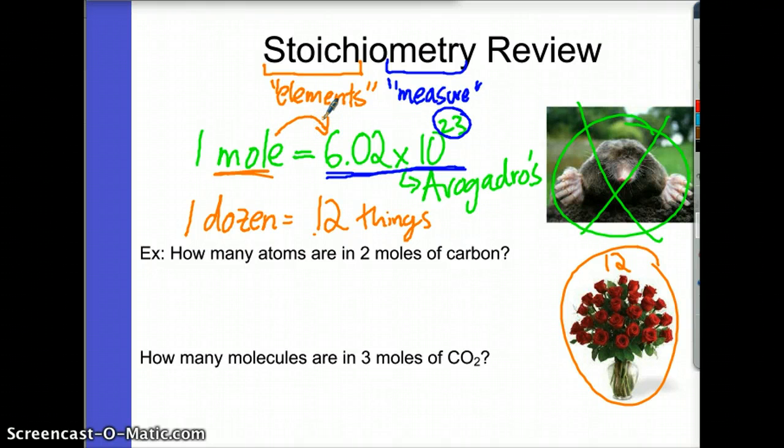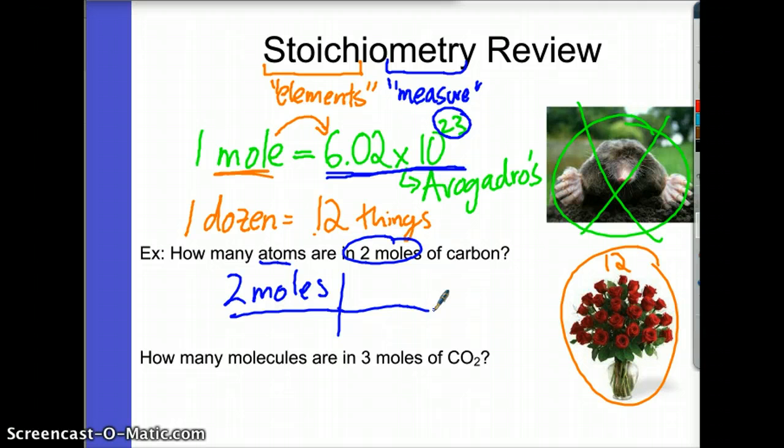So how can we use that to do conversions? Well, an example down here. How many atoms are in 2 moles of carbon? Well, if we have 2 moles of carbon, we know that in every 1 mole, there are 6.02 times 10 to the 23rd atoms. And if we're remembering our dimensional analysis, whatever units we have in the numerator up here need to be the same in the denominator so they cancel out. So 2 moles, well, we know for every 1 mole, we're going to have 6.02 times 10 to the 23rd atoms.